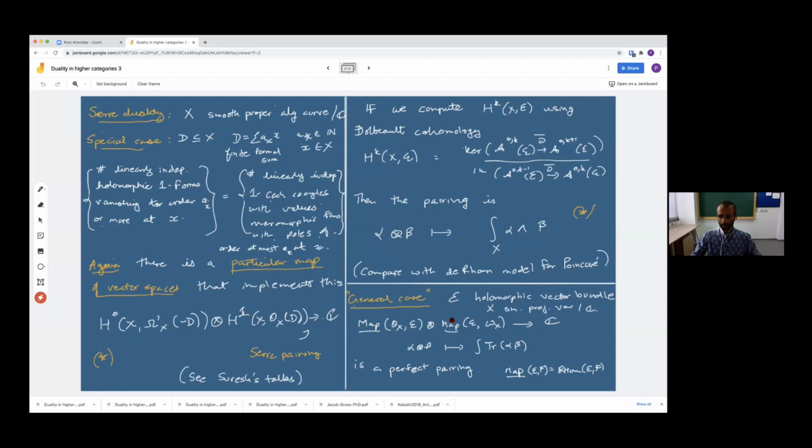Oops, again, I think I may have messed up. Have I written it right? Yeah. And so this is the integral of the trace of alpha times beta. Again, I think I've messed up: E and E dual, right? So E tensor E dual. Yeah. And this pairing is a perfect pairing.